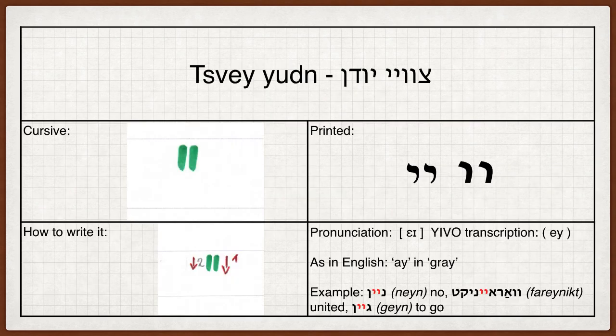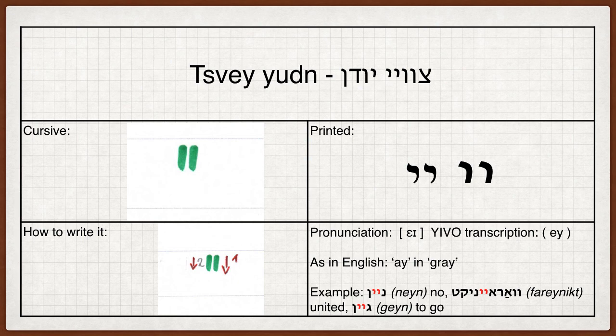Up next we have zwei Yodden. Zwei means 2, so it is easy. 2 Yods. That's it. And the pronunciation is A, just like in the English word grey. A. And a few examples. Nein, meaning no. Vereinigt, meaning united.